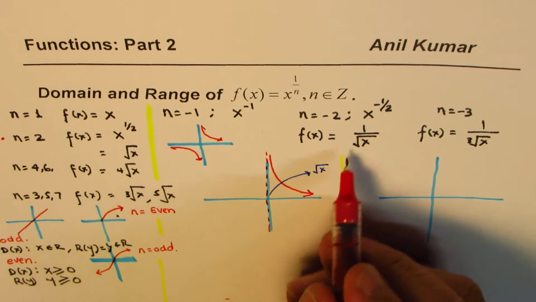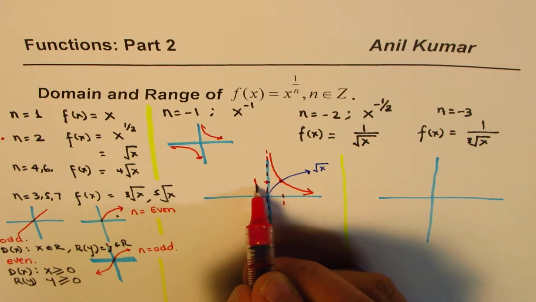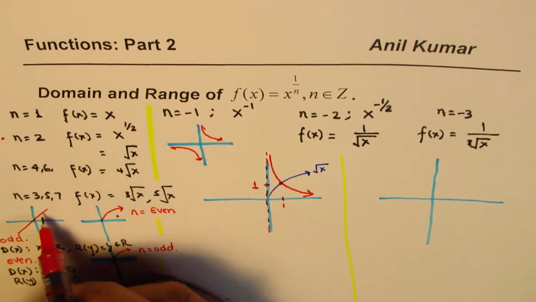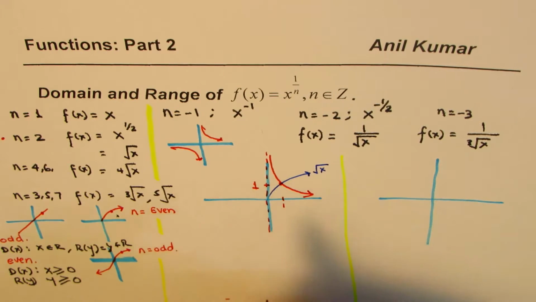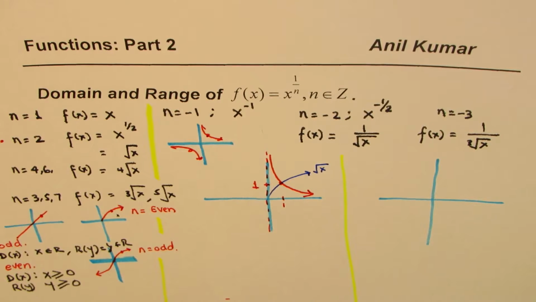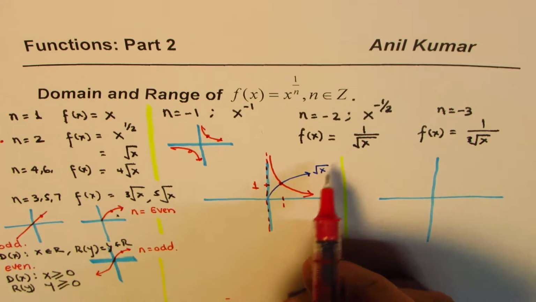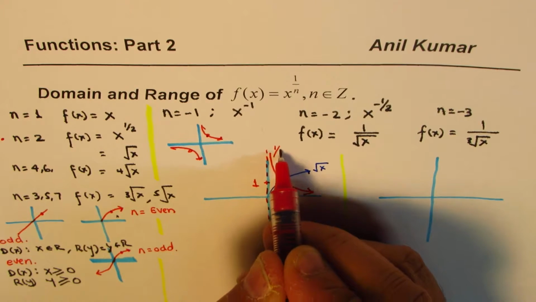So that will be 1 over square root x, and this point will be at (1, 1). This point will be at (1, 1). So what you also saw is that the point (1, 1) is there on each and every graph which we have discussed so far. So that's a common point in each and every graph. So that becomes the graph for 1 over square root x. So this is the graph of 1 over square root x.